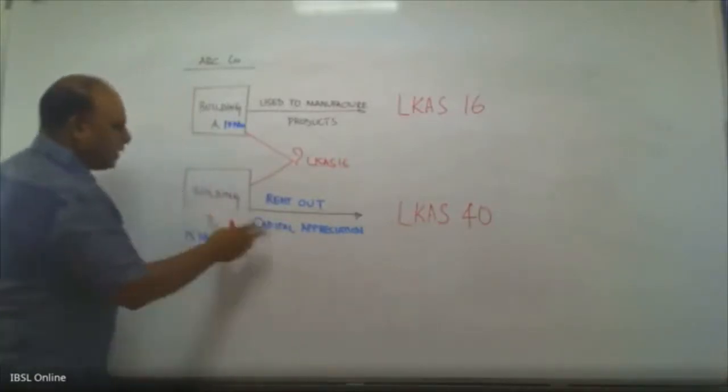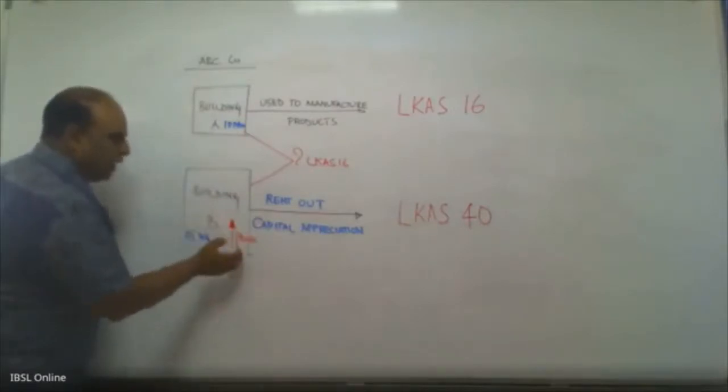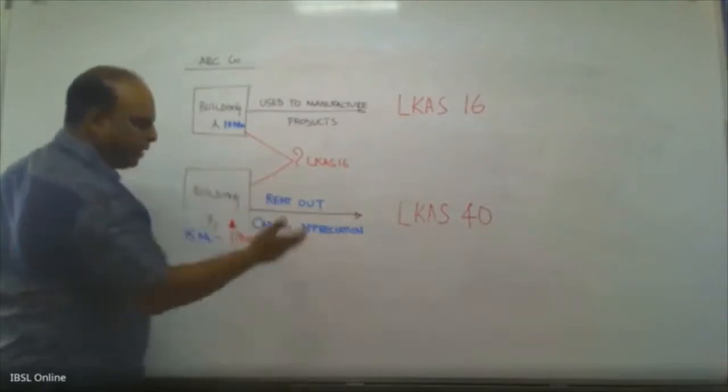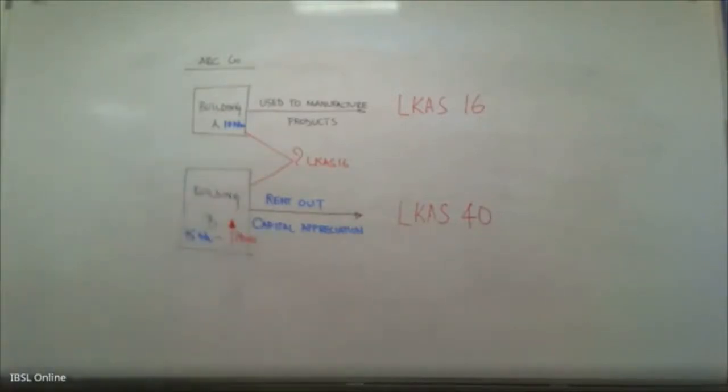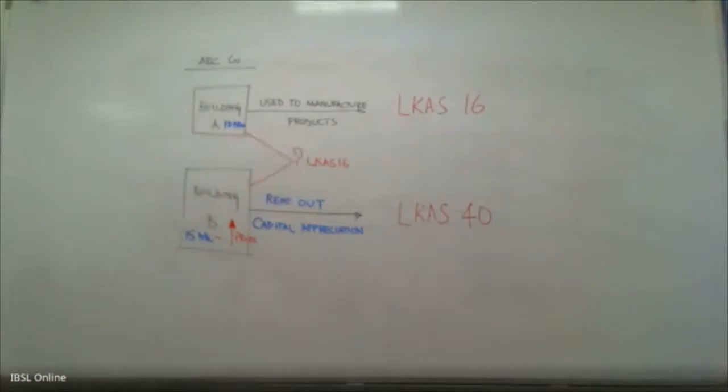So I have already explained what capital appreciation is. Now the building was purchased at 15 million. Every year, or maybe day by day, the price is going up. 18 million, 19 million, 20 million, likewise it's going up. So that is capital appreciation, because I have spent only 15 million, but by selling it, I can get 20 to 25 million. That's capital appreciation.